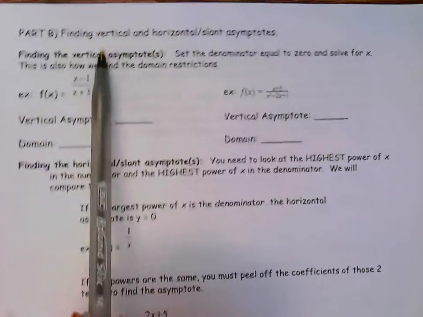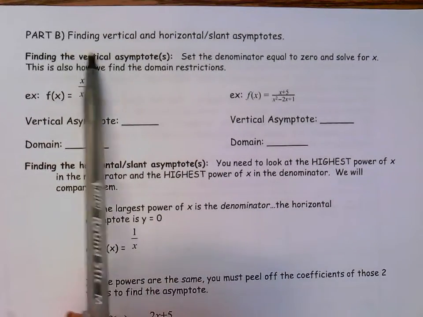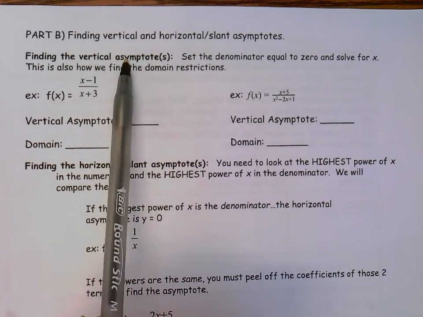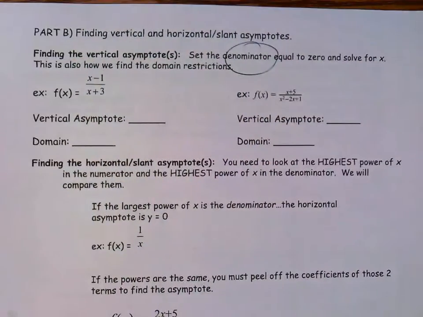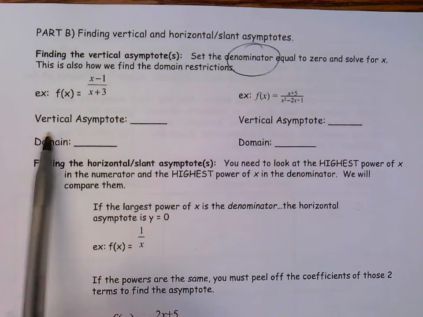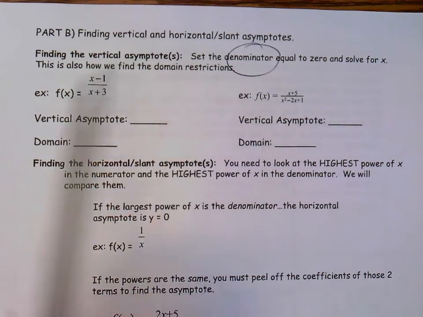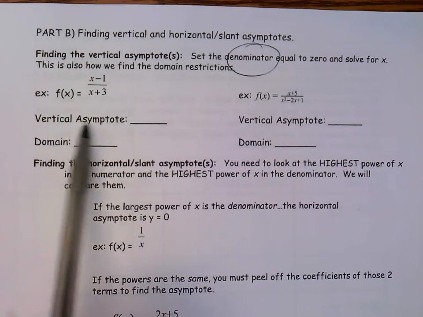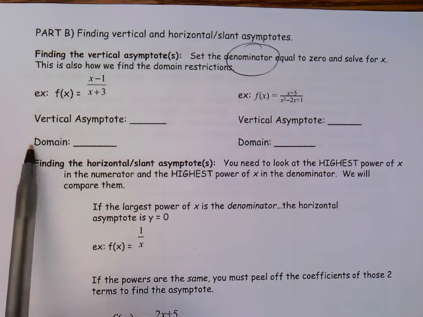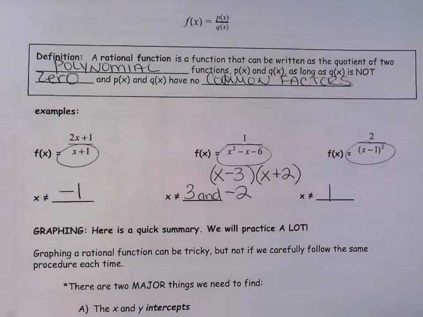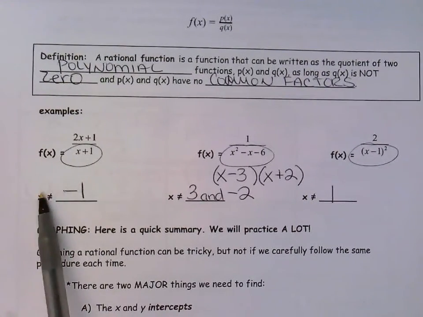Step number 3 is finding your vertical and horizontal asymptotes. I do the vertical first because that's my denominator. So I just looked at the numerator for the x-intercepts. Now I'm going to look at the denominator for the vertical asymptotes. And I also talked about domain here because this is how we find the domain restrictions. I want to show you the difference in how you write your vertical asymptote and how you write your domain. Remember, we talked about domain on the front page.